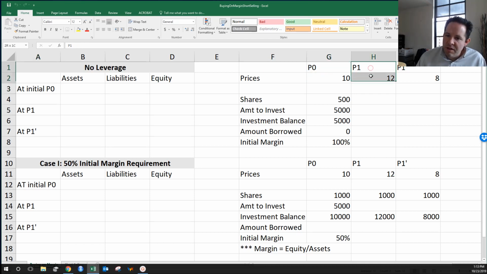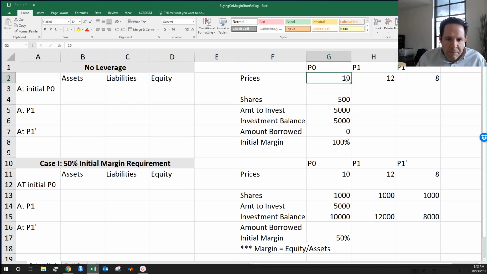There's the possibility that after a period we sell it at 12, and that would be sold at a gain, which is a good thing for holding the stock. Or we could have the bad state of the world where the price went down by 20%. We're going to ask how this looks without leverage, just as a base case, and then we'll add leverage to this situation.